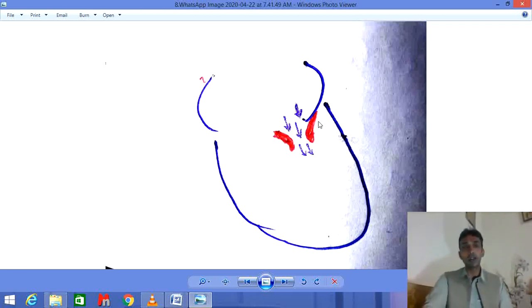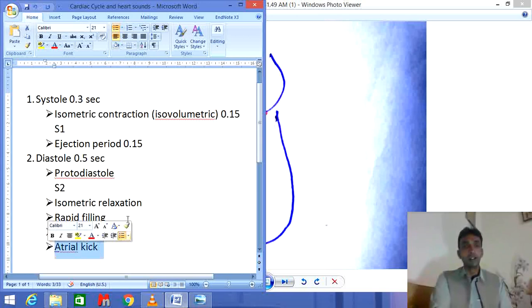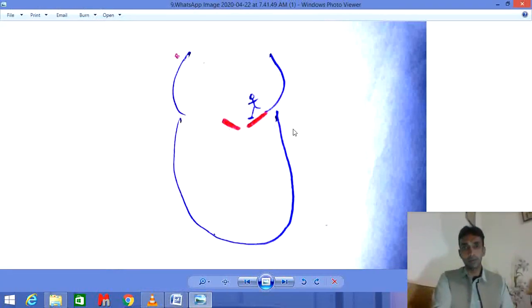And after the slow filling stage, what will happen? The next step is called atrial kick. Atrial kick is the active stage, because in this step the ventricle is almost filled with blood and there is no more passive movement of blood from the atria to the ventricle. Now the atria will contract, by the expenditure of energy, by the expenditure of ATP, and this contraction will push the blood forcefully from the atria to the ventricle, which leads to the relaxation of the ventricle a bit more.